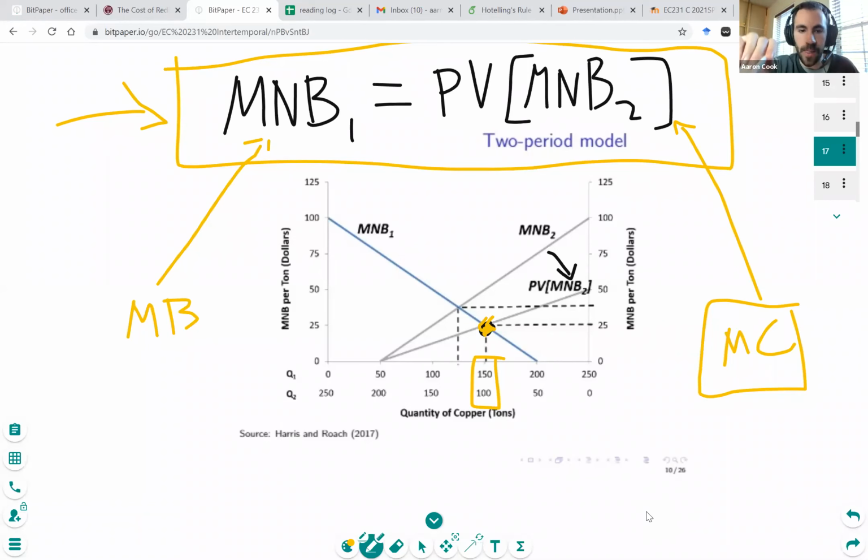And the discount rate is implied in this graph in terms of how far this MNB2 curve gets shifted down. A higher discount rate will shift that down further and scale it down more, rotating it more and more counterclockwise. That's a higher discount rate. A lower discount rate will have it be closer to the original curve that was undiscounted. So that's something to keep in mind as we think about this problem.